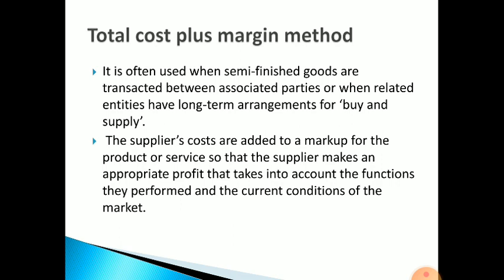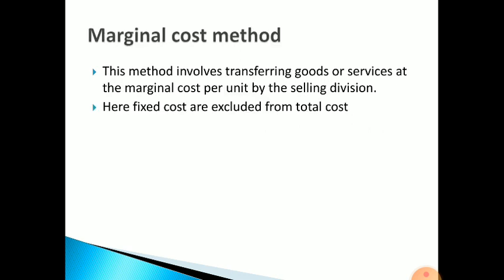The second one is the total cost plus margin method. Under this method, the transfer price is fixed by adding a profit to the total cost per unit. That means adding some percentage of profit to the total cost. Okay, then the third one is the marginal cost method.